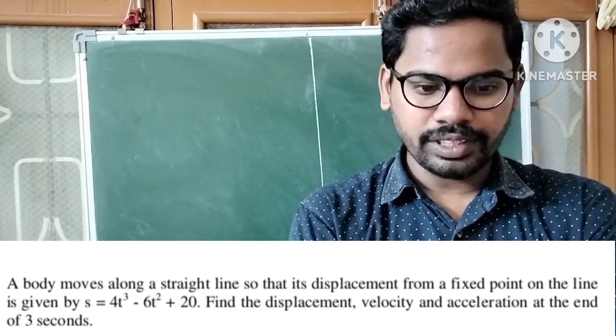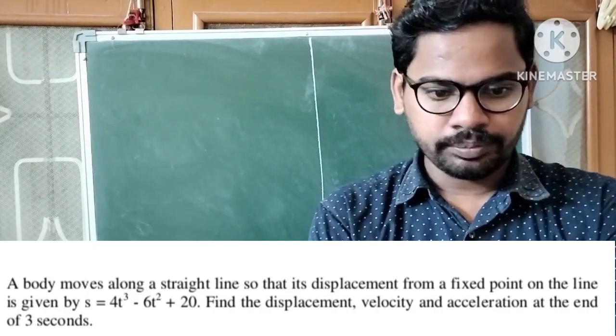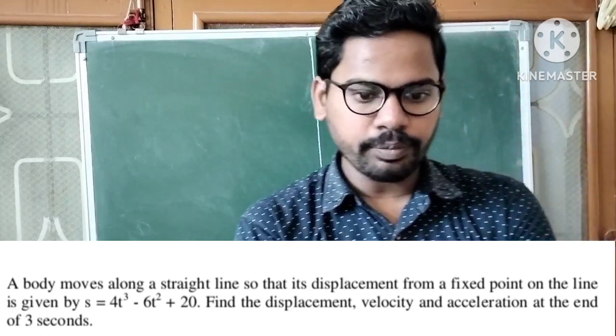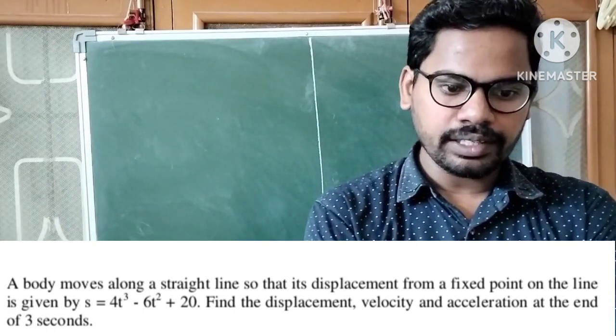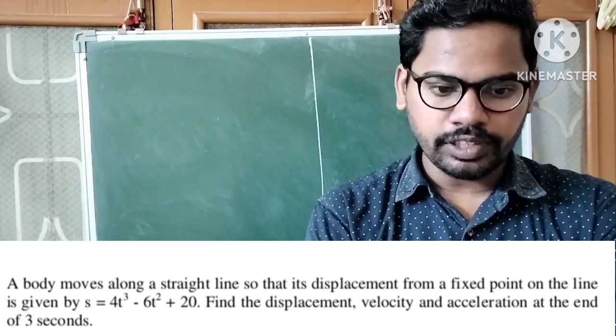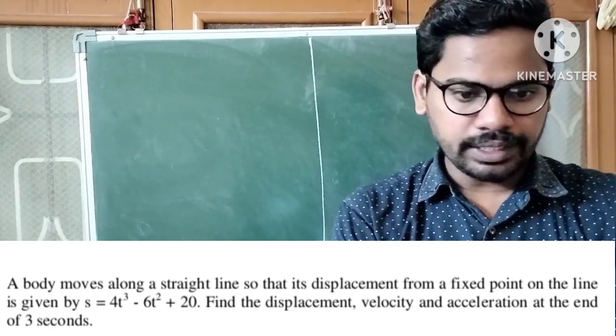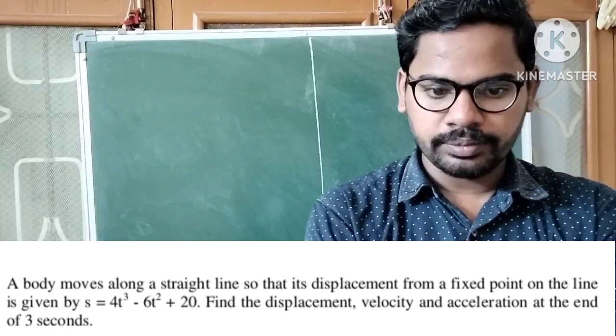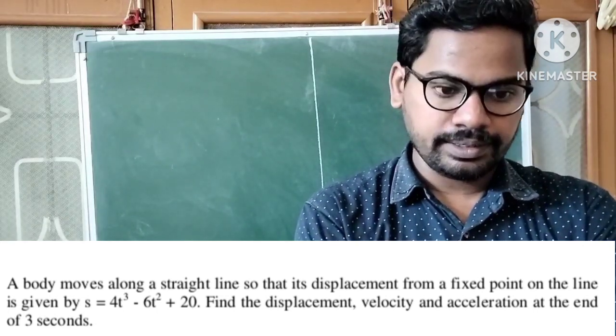A body moves along a straight line so that its displacement from a fixed point on the line is given by S = 4t³ − 6t² + 20. Find the displacement, velocity and acceleration at the end of 3 seconds.